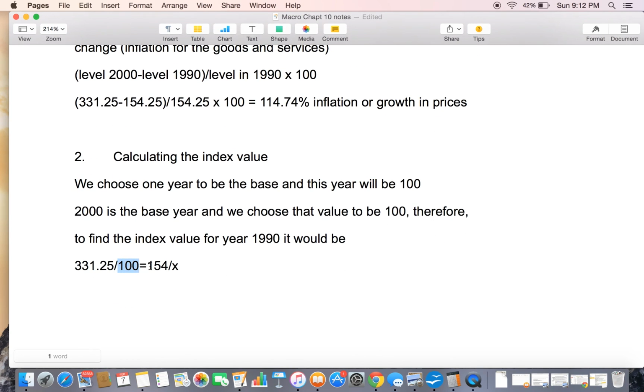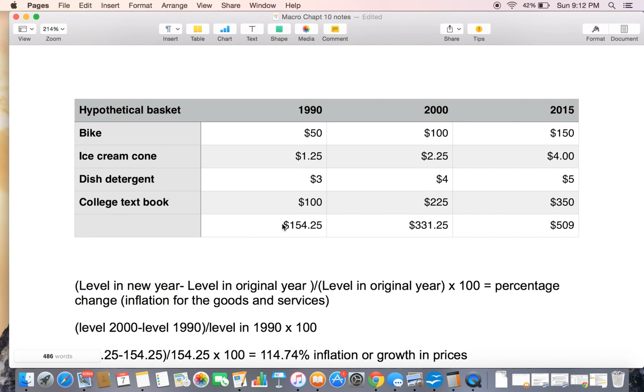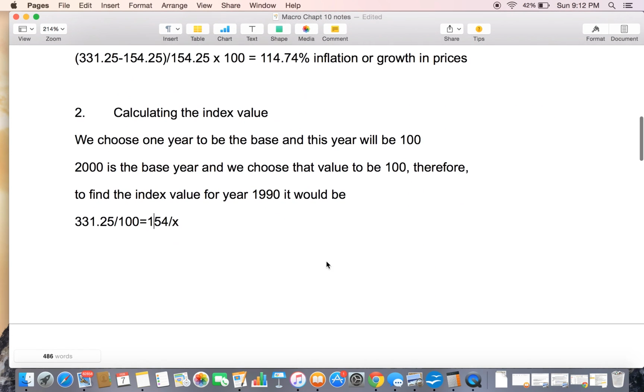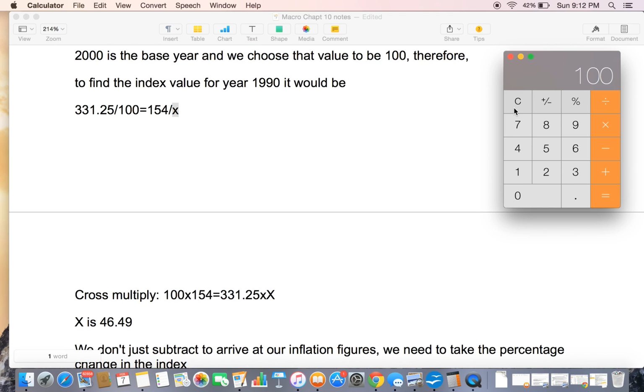Relative to a base year of 100, in the year 1990, which was 10 years earlier, we would have seen that that basket of goods and services was 154. But we don't know the index level because we have to calculate it. So using some basic cross multiplication, 100 times 154 equals 331.25 times x. When we multiply 100 times 154, we come up with our index level of 46.49.